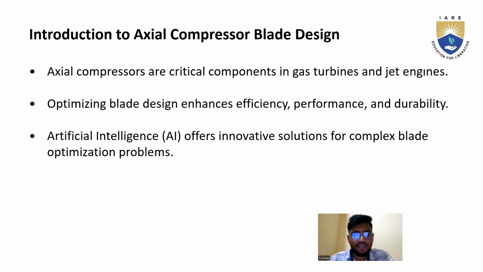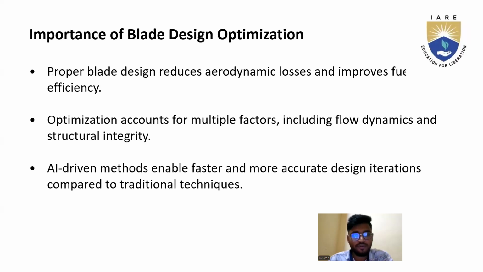In AI, there is one innovative solution, and through this solution we can solve the problem of optimization. The importance of blade design optimization is that it reduces the aerodynamic losses. That is one of the important points. Another is that it involves multiple factors like aerodynamics and structural integrity.